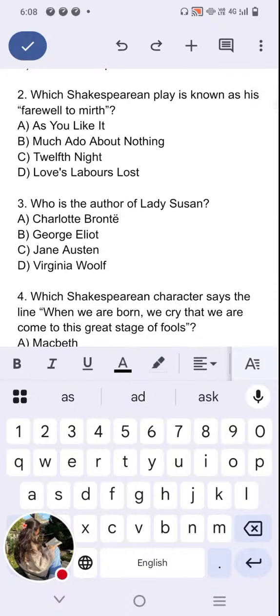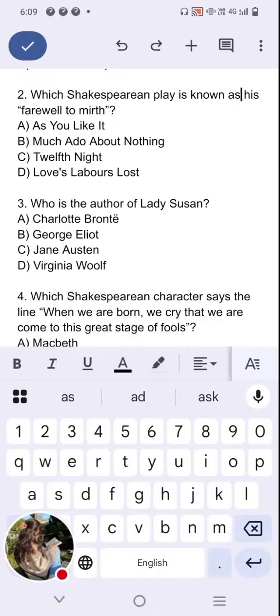Next question. Which Shakespearean play is known as his farewell to mirth? So mirth means happiness. Which Shakespearean play is known as farewell to happiness or mirth? Is it As You Like It? That's option A. Option B is Much Ado About Nothing. Option C, Twelfth Night. Option D, Love's Labour's Lost.